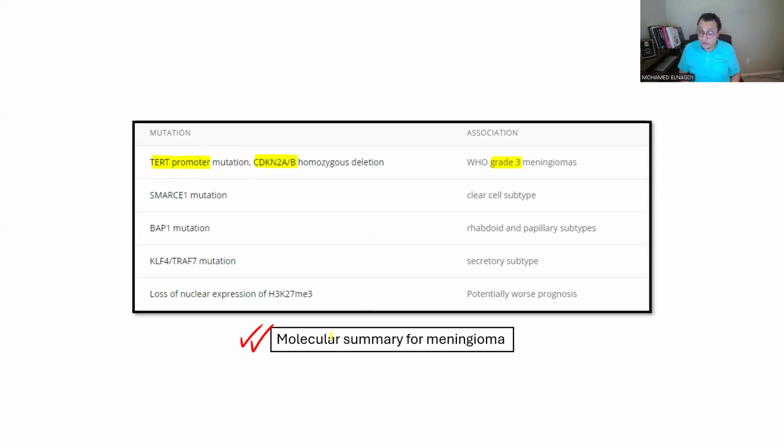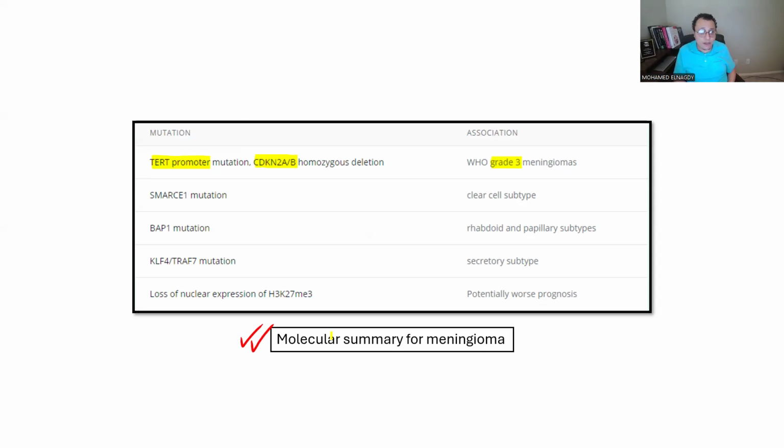Now, it's believed that in the next version of the WHO book for the brain tumor classification, they will make the TERT promoter mutation and the CDKN2A and N2B a must. It's a must for the diagnosis of grade 3. You won't be able to diagnose any grade 3 without seeing one of these mutations. So they will include the molecular test in the criteria for diagnosis of WHO grade 3 meningiomas.